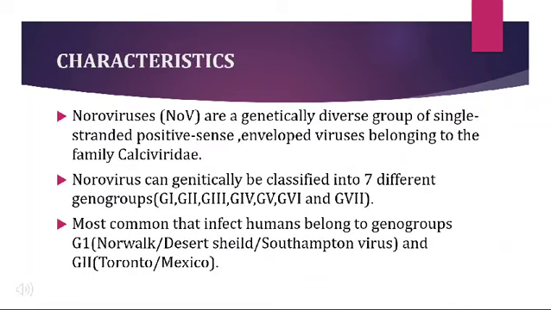Its characters. Noroviruses are a genetically diverse group of single-stranded positive sense RNA viruses, and it is an enveloped virus belonging to Caliciviridae family. Norovirus can genetically be classified into 7 different groups. The most common that infect humans belong to G1, Norwalk, Desert Shield or Southampton virus, and G2, called Tornado or Mexico virus, which infect humans the most.